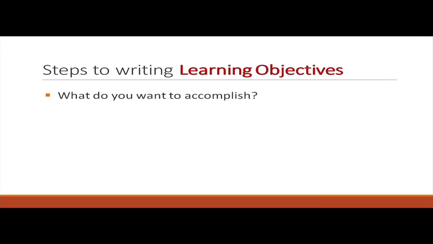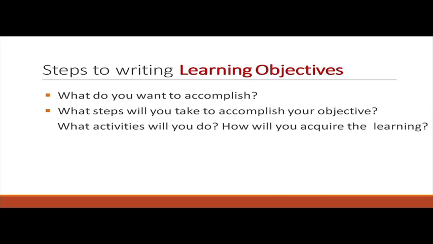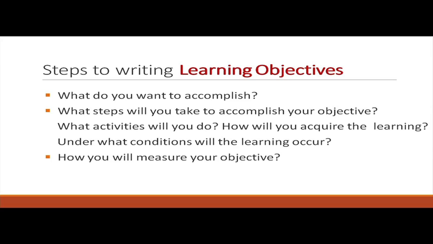So, there are some steps to writing the learning objectives, and some questions will come when you write. We will check this question always when you write the learning objective, we will keep this in our mind. What do you want to accomplish, right? What steps will you take to accomplish your objective? What activities will you do? How will you acquire the learning? Under what condition will the learning occur? How will you measure your objective, right? So, these things we will keep in our mind when we write the learning objective.